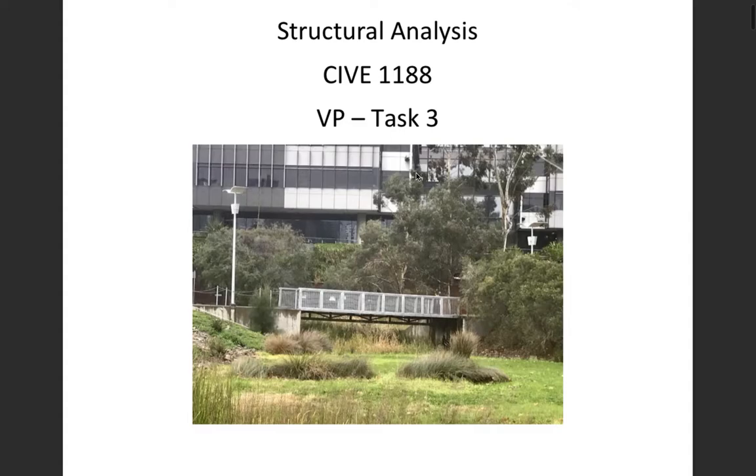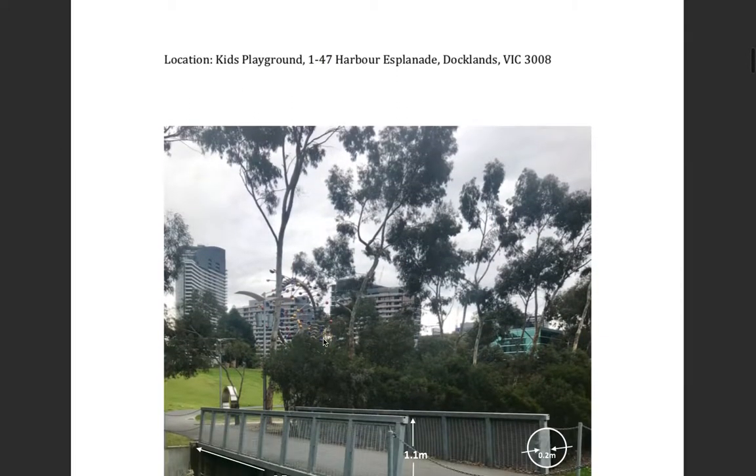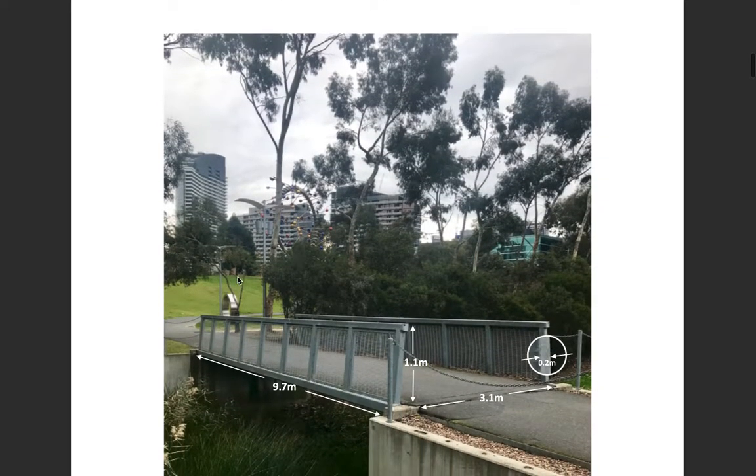So this is the structure that was the subject of my project. It is a footbridge that is located at the kids playground in Harbour Esplanade, Docklands. So this is a picture of the bridge and I've marked the measurements I've taken for it.